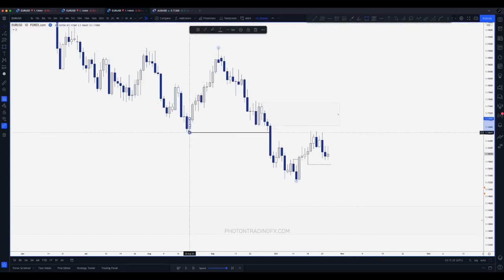Well, there was clearly demand over here, right? That led to this break of structure. So that's a pretty decent daily demand zone. You can see it's swept the liquidity below those lows as well. Price then came into that demand.